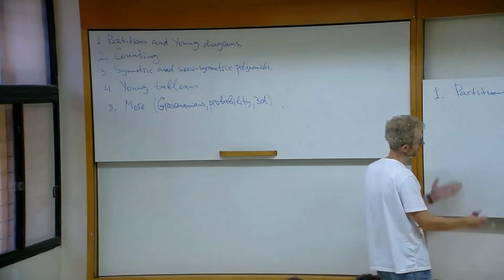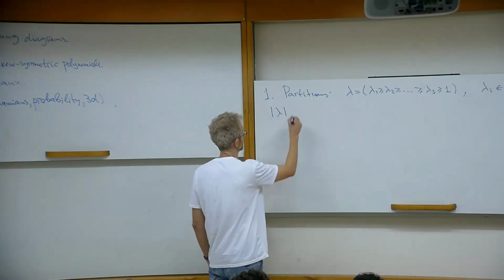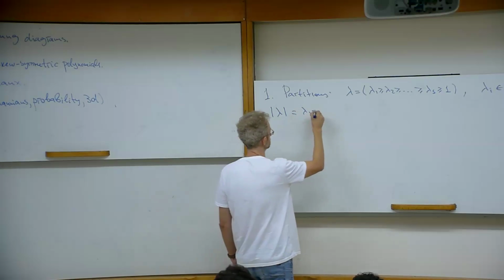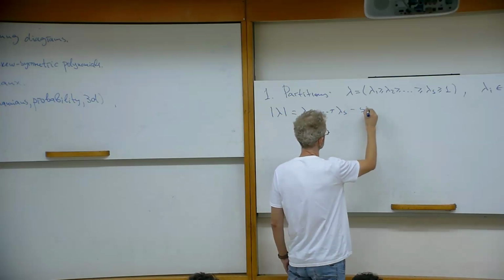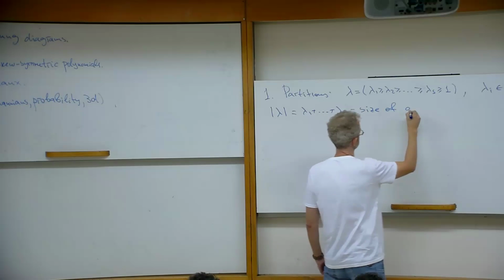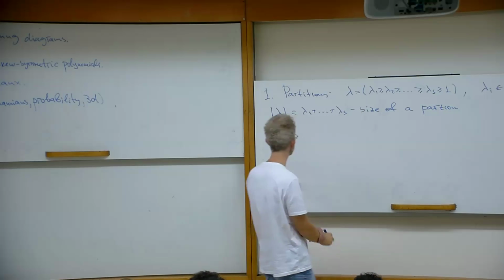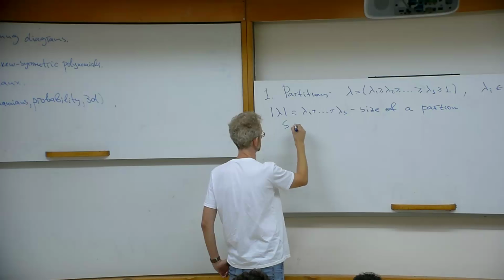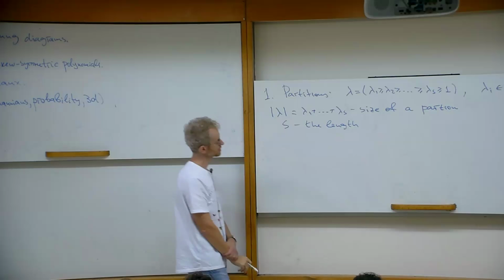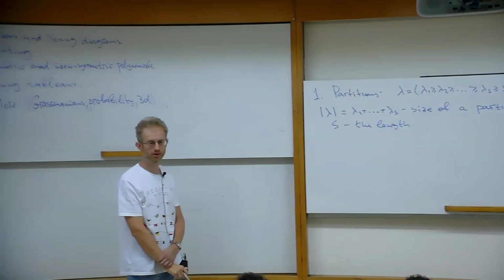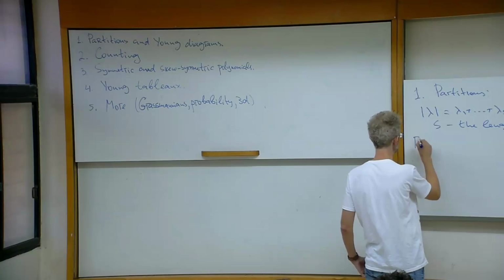And why are they called partitions? So the size of the partition is the sum of all lambdas. So this is the size. And the length is s, so s is the length. So this is, in a sense, how you can decompose your number as a sum of several other smaller numbers. So let me give you an example.